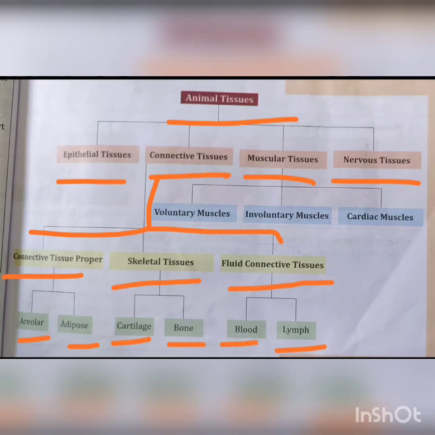The muscular tissues are also of three types: the voluntary muscles, involuntary muscles, and cardiac muscles.